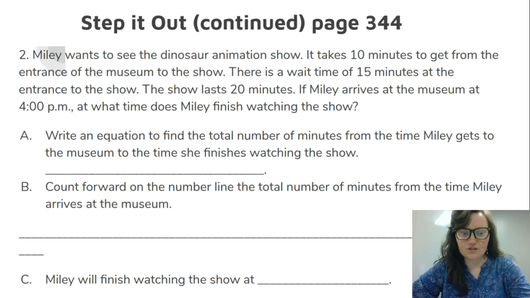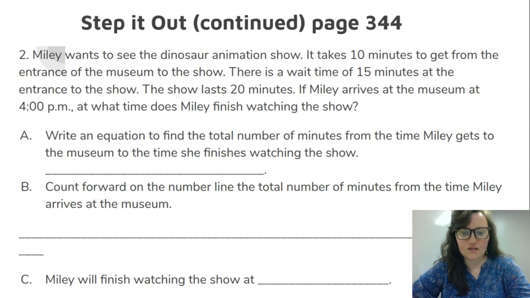Okay, so she got there at 4. All right, so that's 4 o'clock. Then it says finishes watching the show. Okay, the show lasts 20 minutes. So 4 o'clock plus 20 minutes is 4:20.